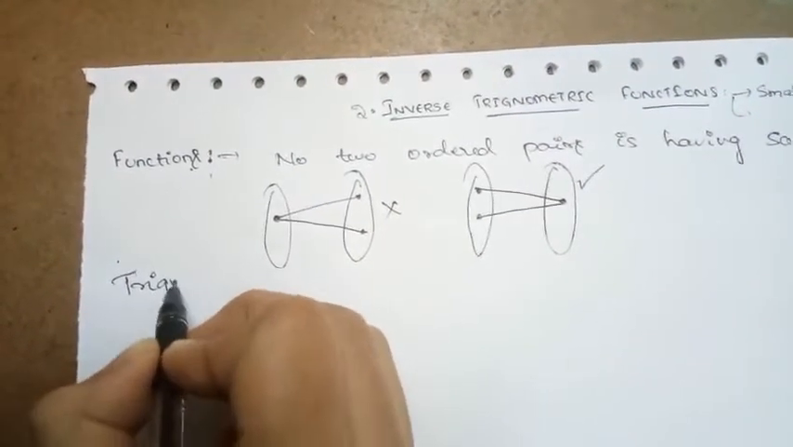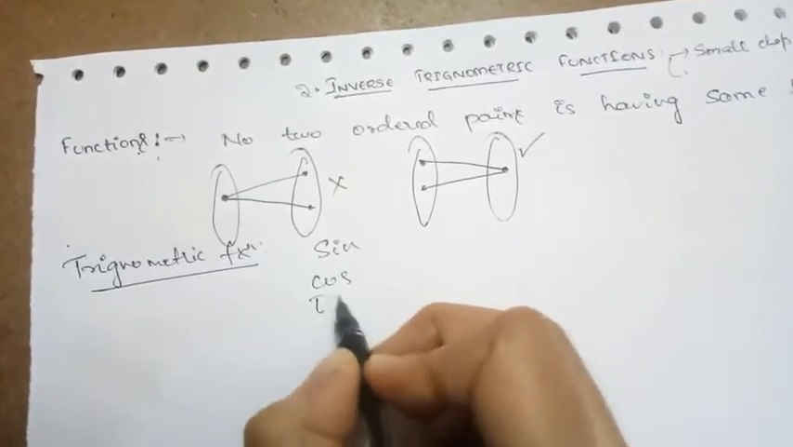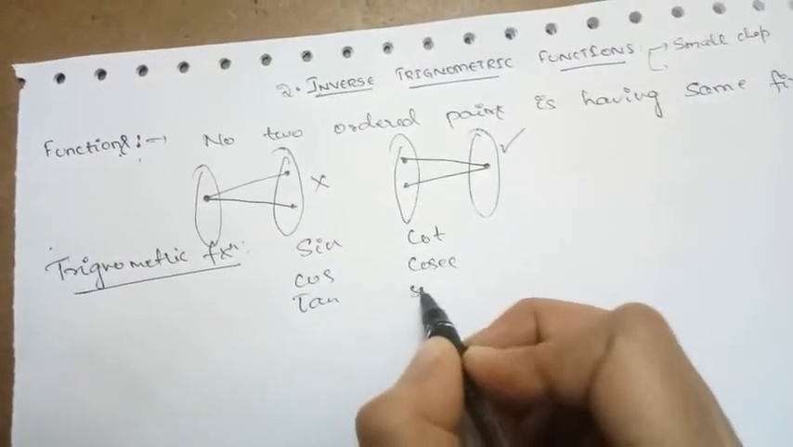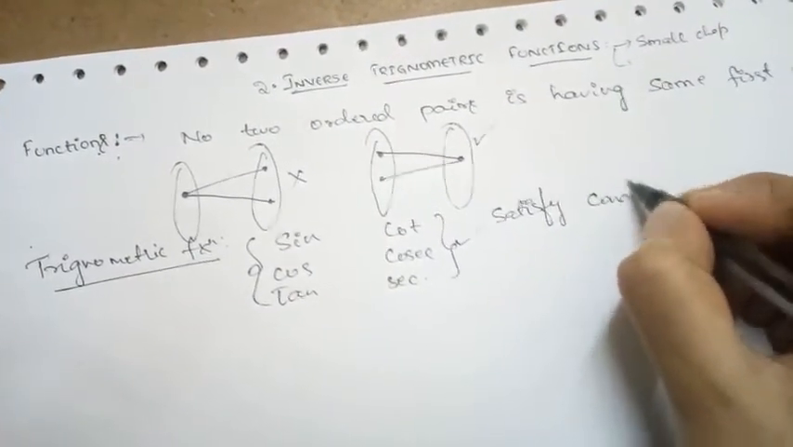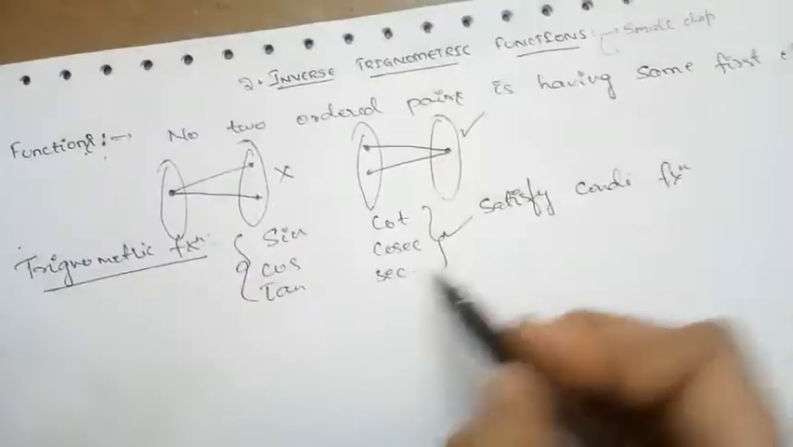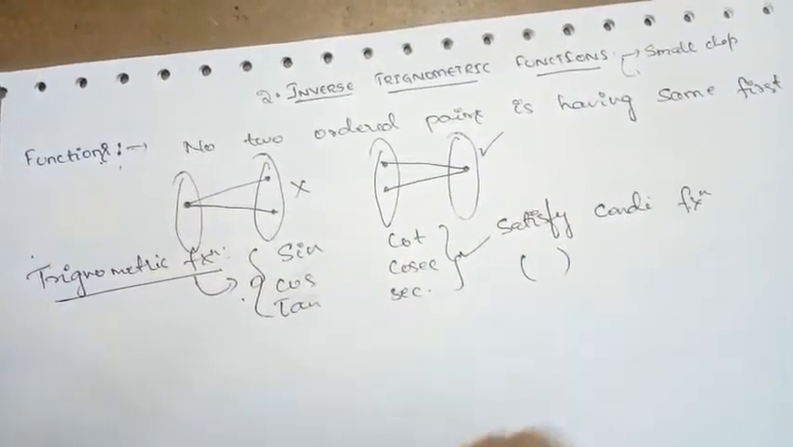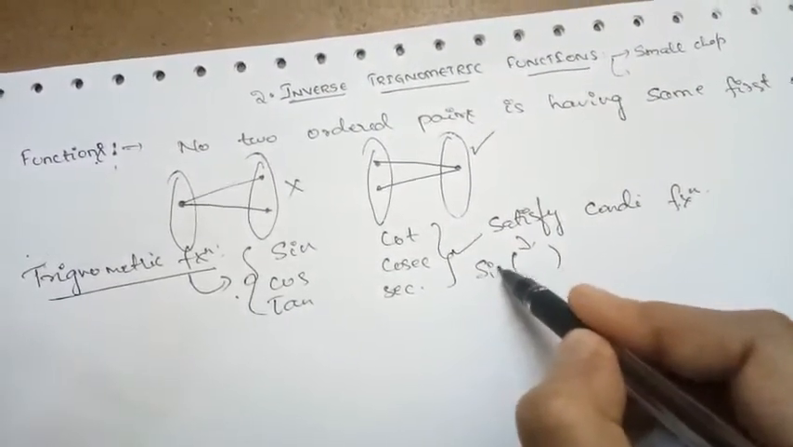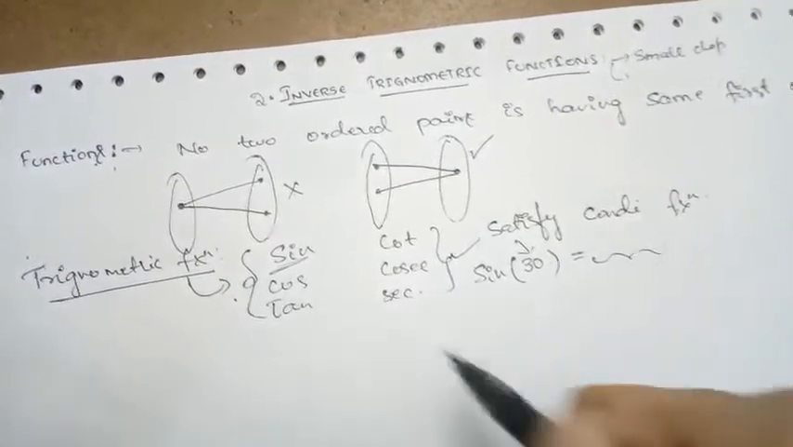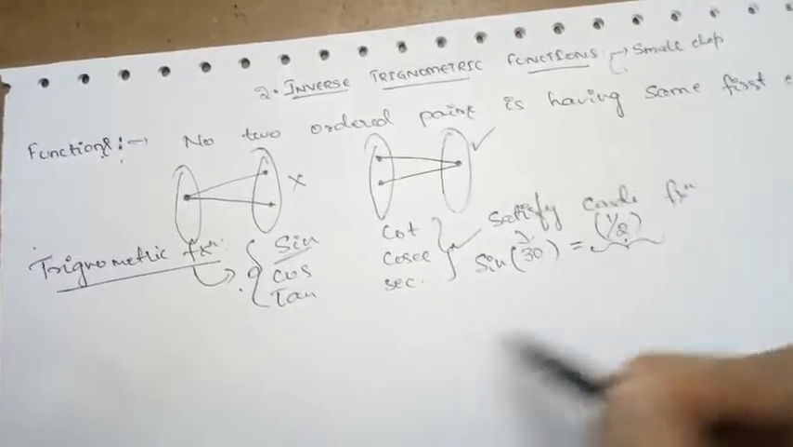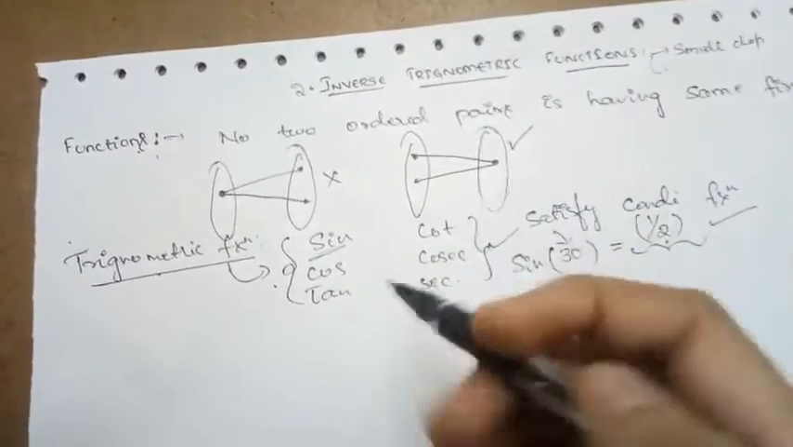Then it comes to the trigonometric functions. We all know that the trigonometric ratios like sine, cos, tan, cot, cosecant and secant, all these 6 trigonometric ratios satisfy the conditions of a function. Since they satisfy the conditions of a function, all these trigonometric ratios have become trigonometric functions. Suppose we input the angle 30 to the sine function, we get one particular value in the codomain, that is 1/2. So it satisfies the terminology of a function.